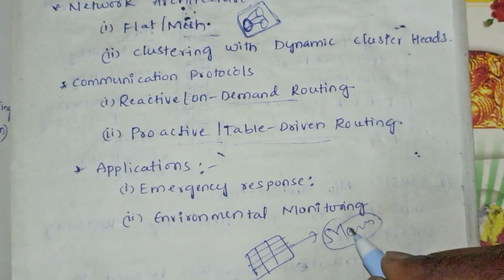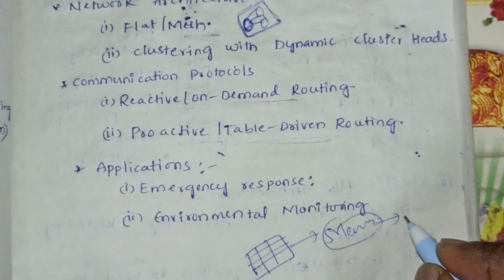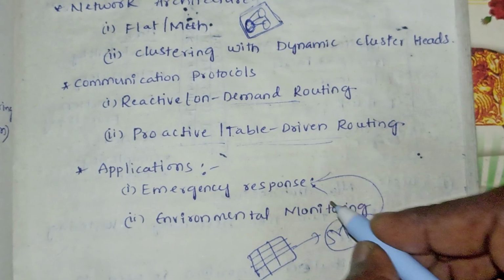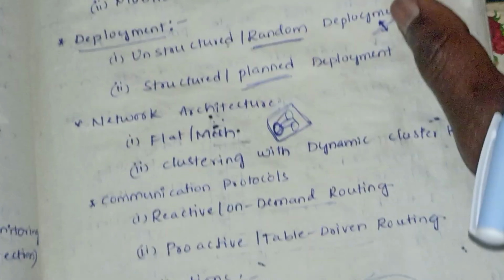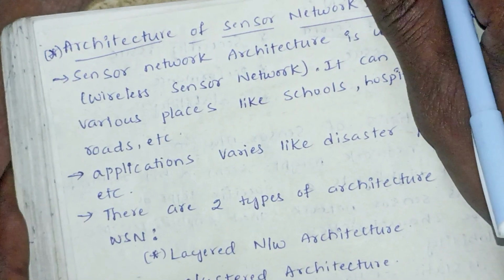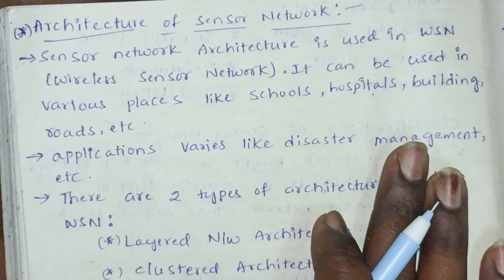Okay, so that it can give a quick reply. Quick reply, and it can respond quickly. That is nothing but the classifications of sensor networks. And the next topic is architecture of sensor network.